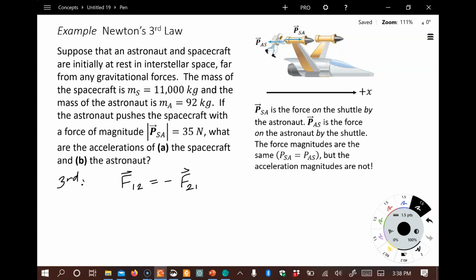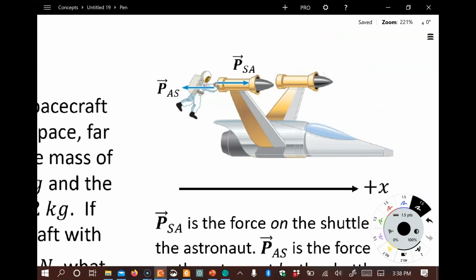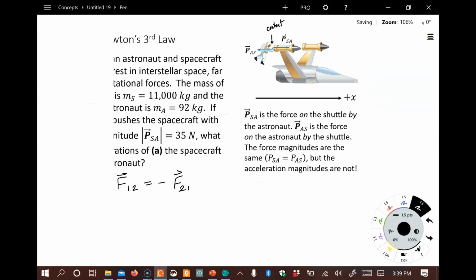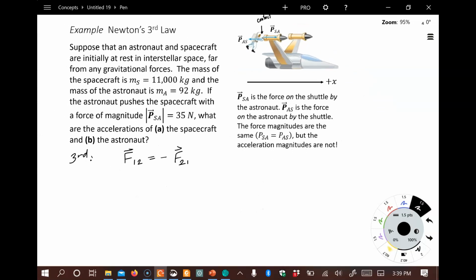And so we can see that in this case, we're going to call that force the push force, and if we look at it closely here, it's a contact force. And these two objects are interacting. In one case, the astronaut pushes on the space shuttle in that direction. The reaction force is the space shuttle pushes back on the astronaut in that direction. All right, so let's go ahead and solve part A for this one here.